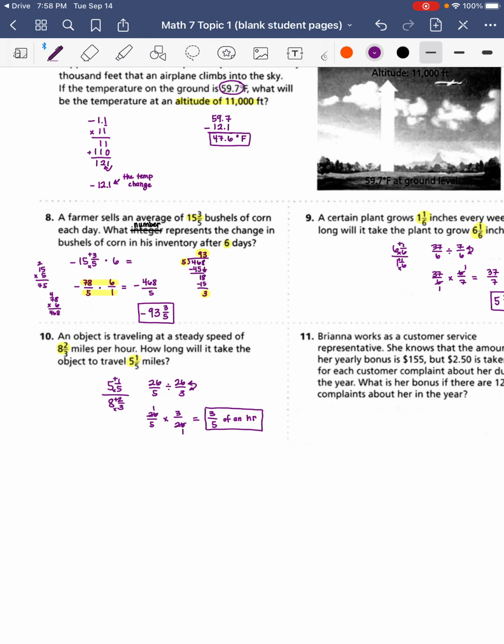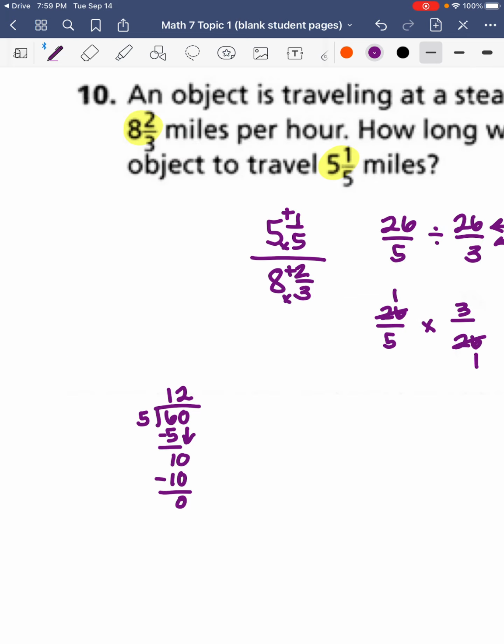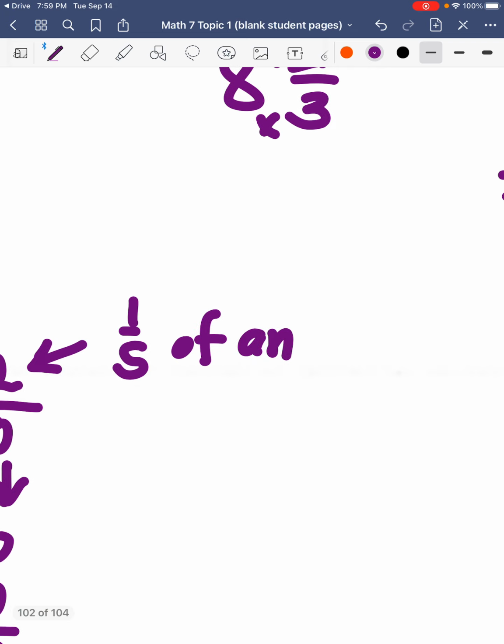Well, what does that mean? Well, we know an hour is 60 minutes, right? So if I divide that by 5, 5 goes into 6 one time. I get 5, subtract, I get 1. Bring down my 0. 5 goes into 10 two times. 2 times 5 is 10. There's no remainder. So I know that 12 minutes is 1/5 of an hour.